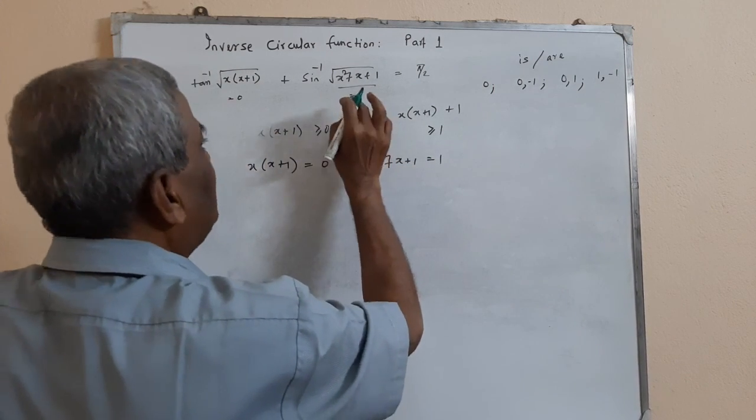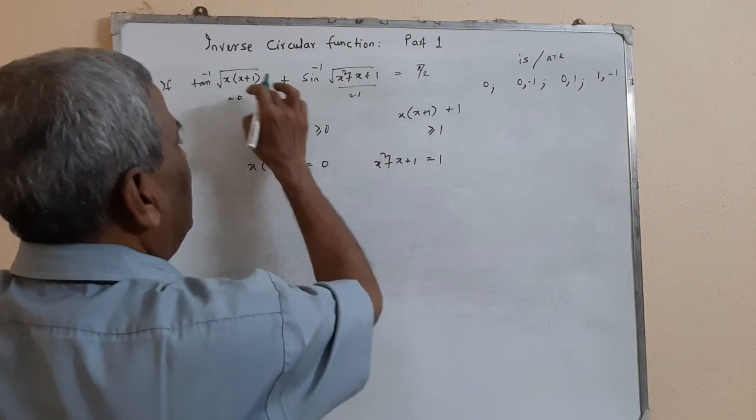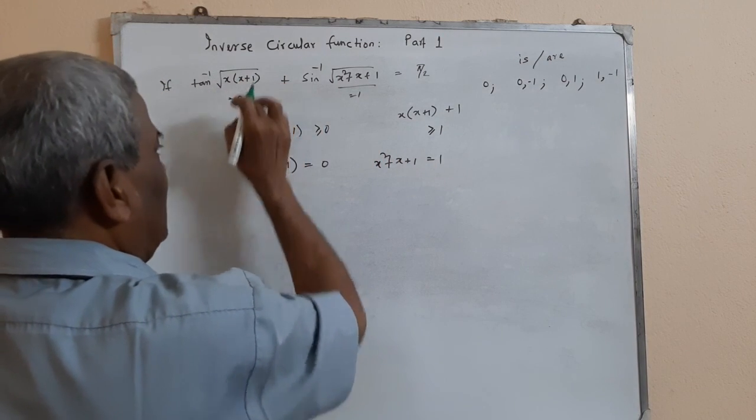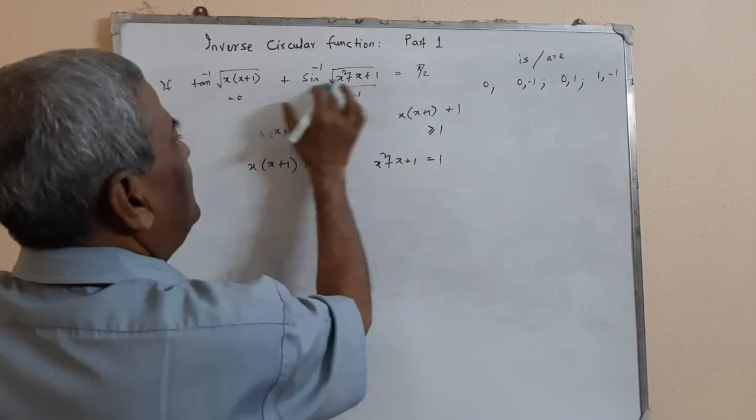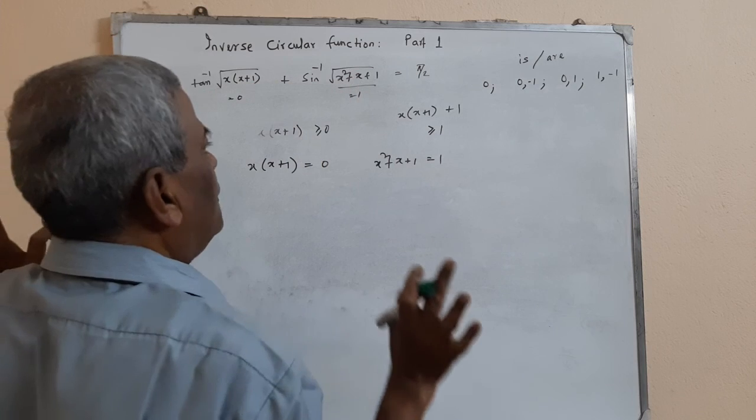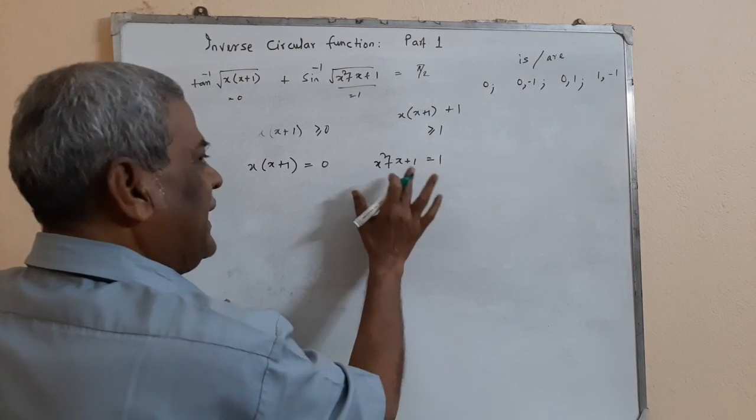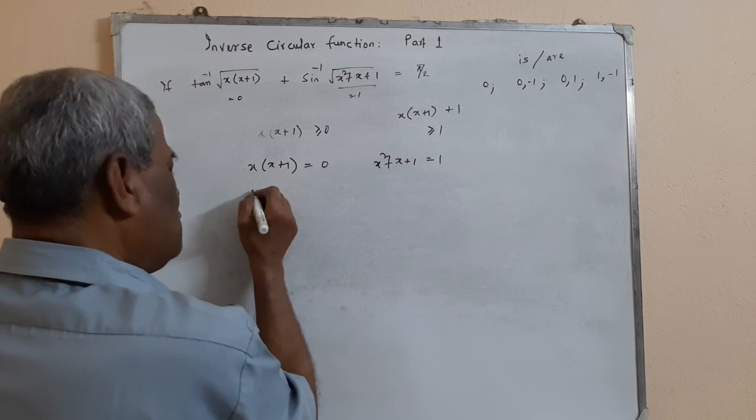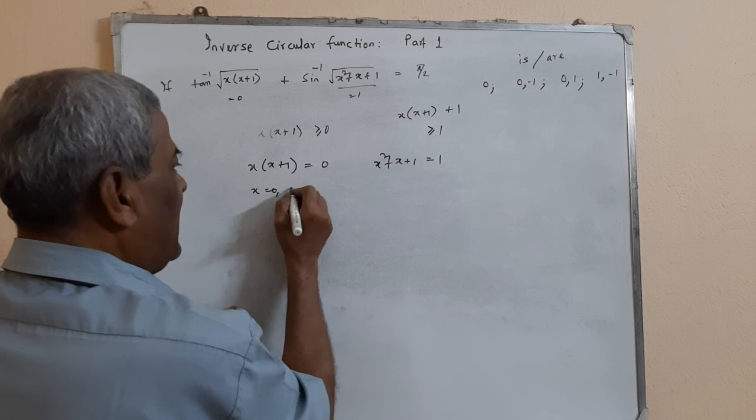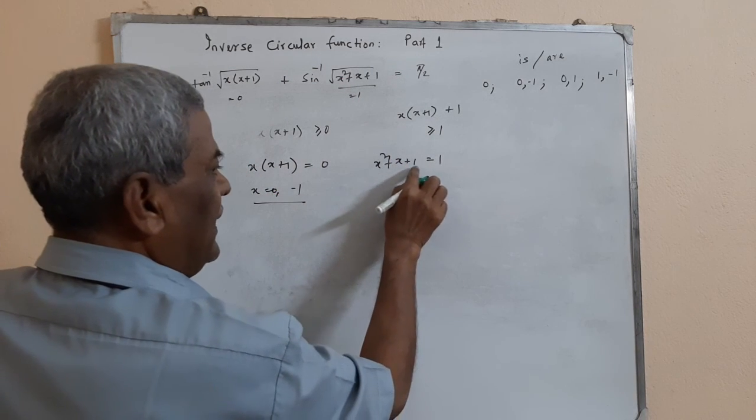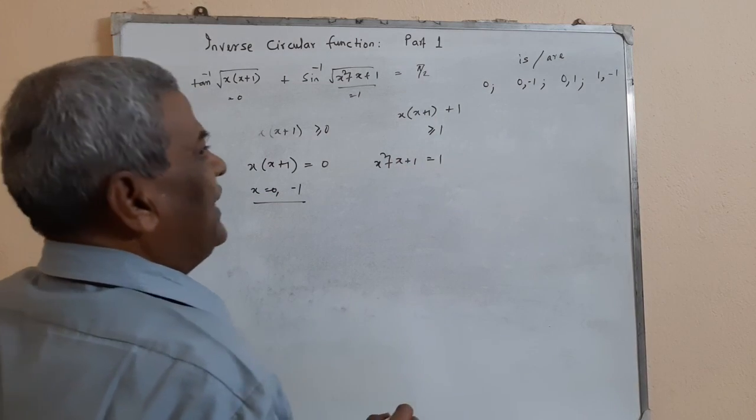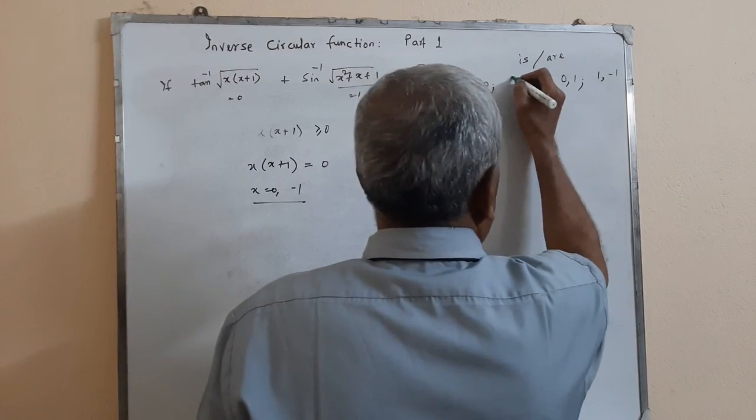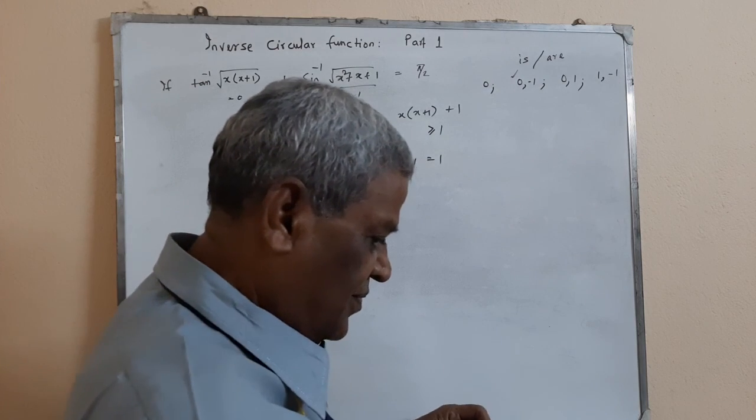Otherwise, for definition it is not possible. So actually we get this and that. Solving this we get x is equal to 0 and minus 1. Here also same thing, x is 1 cancels, x is equal to 0 and minus 1. So this option is correct.